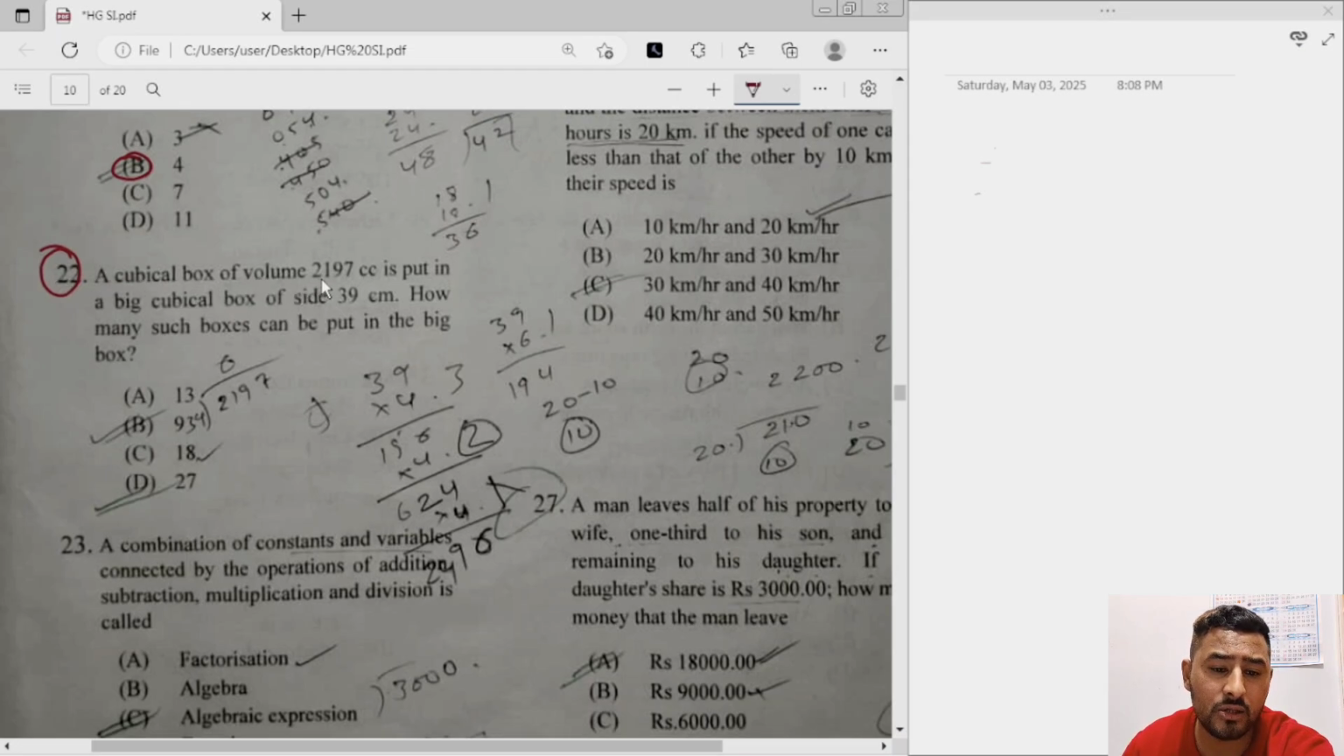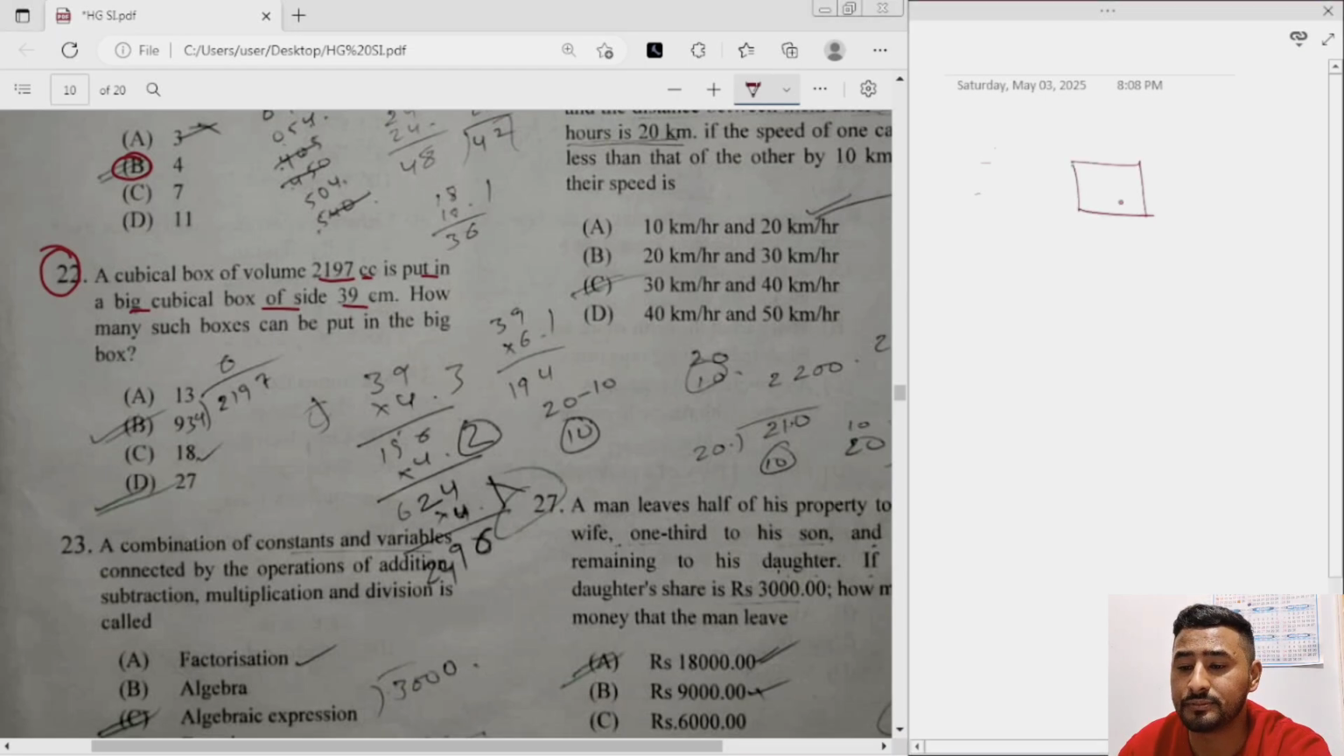22. A cubical box of volume 2197 cubic centimeters is put in a big cubical box of size 39 centimeters. So there's a cube. Understand, there's a cube. Its volume is how much? 2197 centimeter cube.